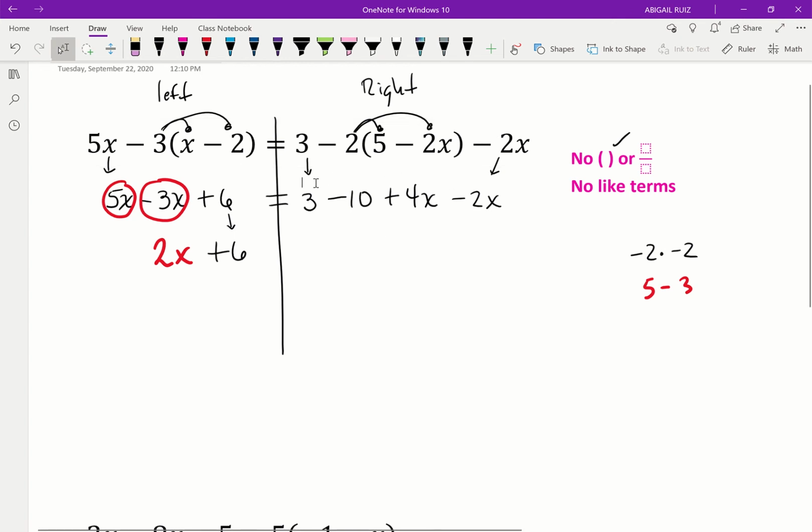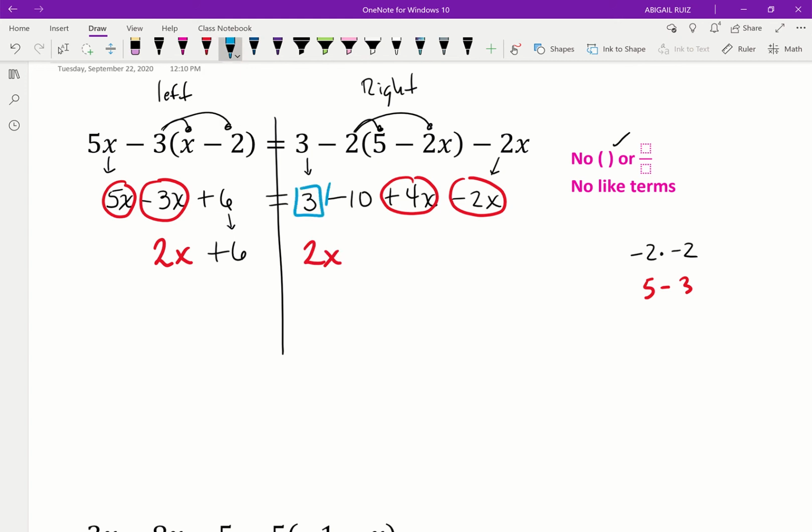Now I'm going to do exactly the same thing here. As you can see, you have 4 terms. You're going to put together the x terms, which is 4x and also minus 2x. So 4 minus 2, that's just 2x. And now you're going to combine the constants. So 3 minus 10 is -7. Okay? That's it. You're going to stop right there.